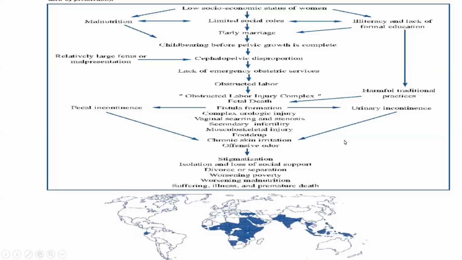So this is a graphical presentation of most of the things we've talked about. From the early onset of the child's life, the girl child's life, malnutrition affects the size of the pelvis, with contributory factors like illiteracy, lack of formal education, and harmful traditional practices, all contributing to a mismatch between the presenting part and the pelvis, which would result in cephalopelvic disproportion. And because there are limited emergency obstetric services available, labor becomes neglected and typically leads to obstructed labor, and then the complications associated with it.